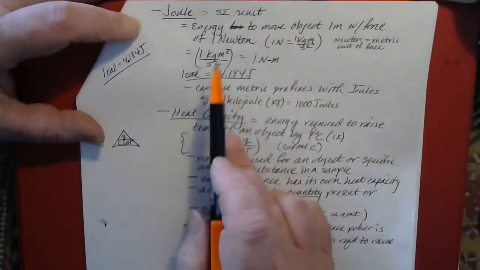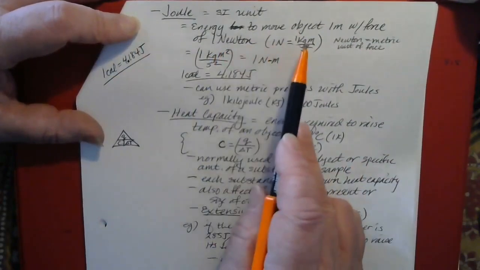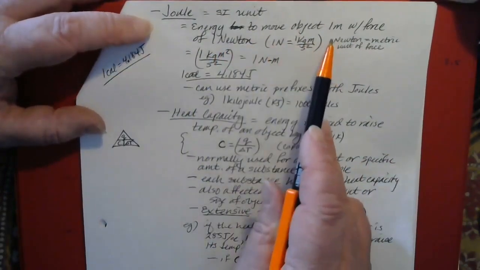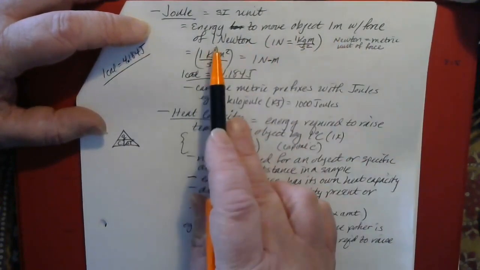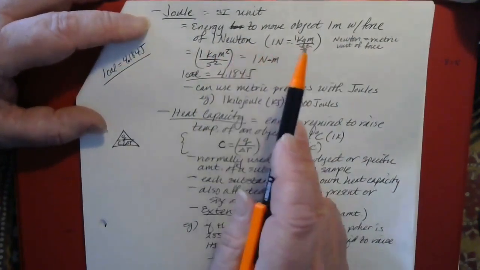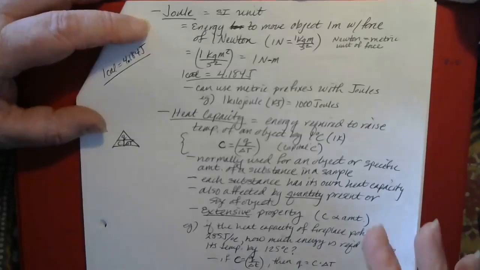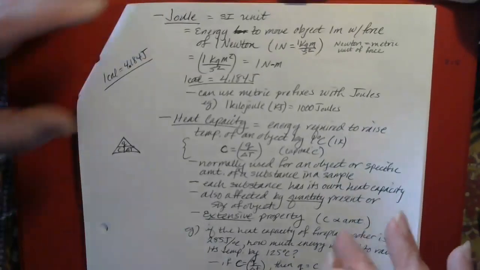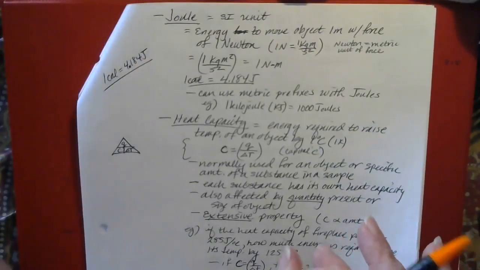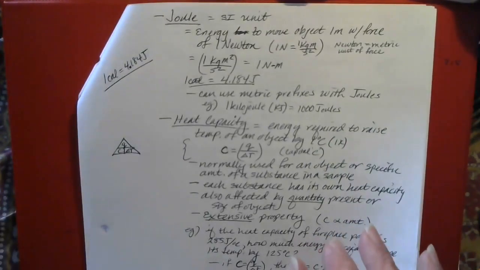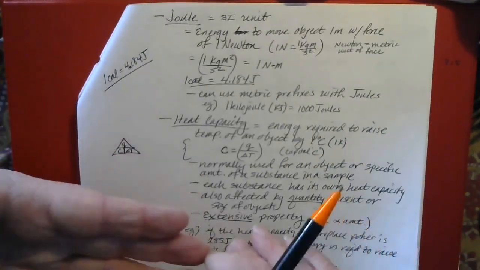Officially, a joule is defined as the energy required to move an object a distance of 1 meter with a force of 1 Newton. A Newton is the SI metric unit for force. So a Newton would be kind of the metric version of pounds. Like in the English system, pounds are a unit of force.